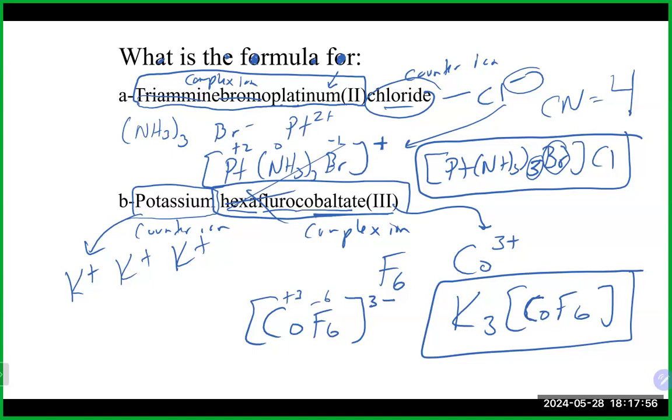So you do need to be able to name these, write the formulas, figure out the coordination number, and also figure out the oxidation state on the transition metal. Any questions on how to do any of that there? Okay.